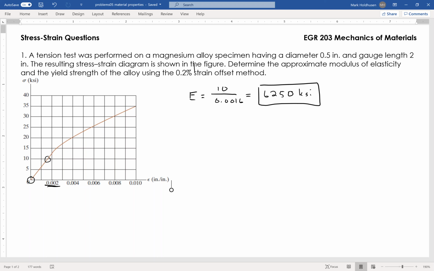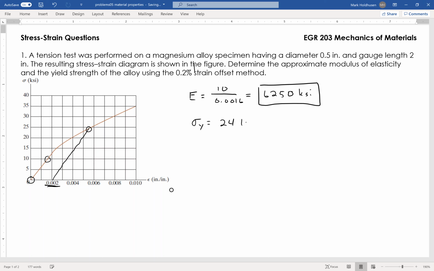stress. And again, this is approximate. I'm drawing this line more or less. So right there becomes my yield stress. So that yield stress, and again, this is just an approximation, using that 0.2% offset, we'll call that 24 KSI.